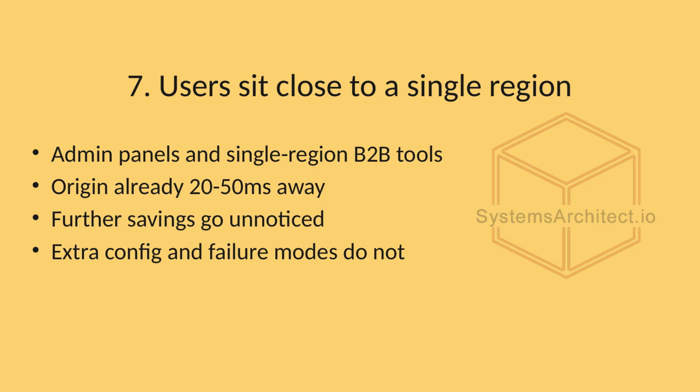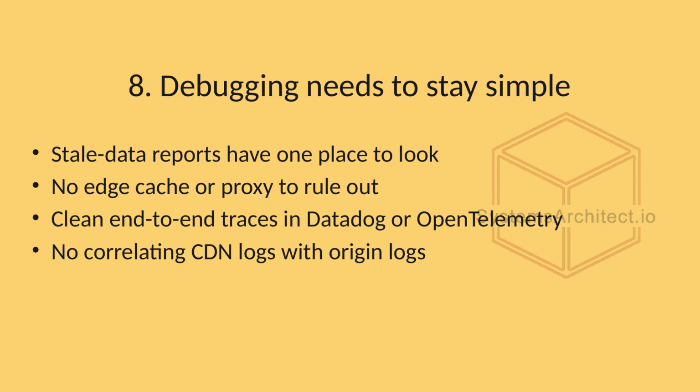8. Debugging needs to stay simple. An origin-only path gives you exactly one place to look. Put a CDN in front and you rule out the edge cache, a point of presence, and the browser. One request path also traces cleanly in Datadog or OpenTelemetry.